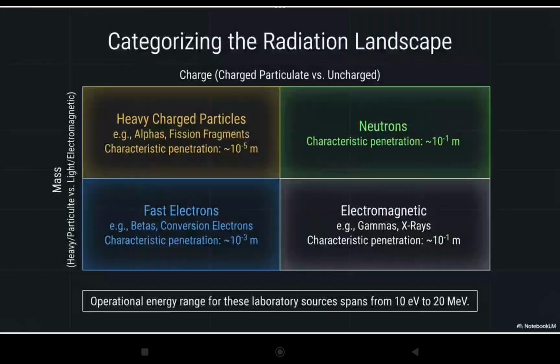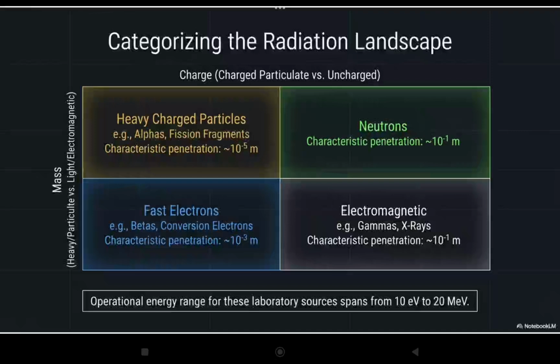Let us begin by characterizing the radiation landscape. A useful first step is to ask whether the radiation is charged or uncharged, and whether it is heavy or light. Heavy charged particles such as alpha particles and fission fragments have very short penetration because they lose energy intensely over a tiny distance. Fast electrons such as betas and conversion electrons travel farther but still have limited range compared with photons and neutrons.